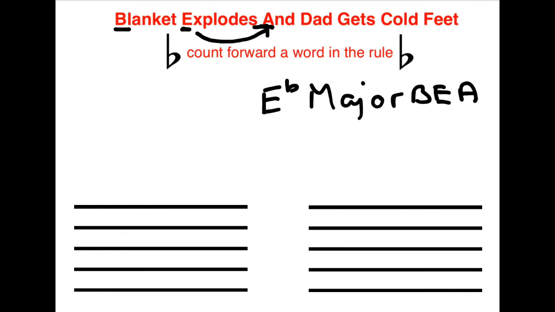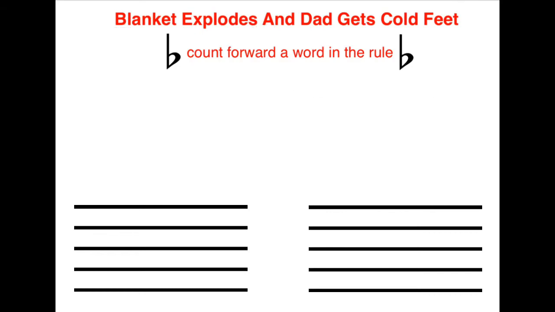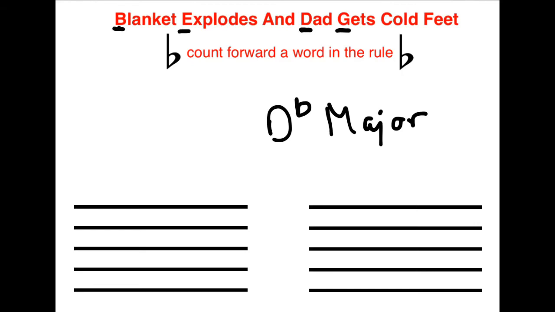Let's have a look at another one, just for a bit more practice. Say we're looking for the key signature of D flat major. Again, the same thing as before. Look for where D is in the rule and count forward a word. I get G. So D flat major has B flat, E flat, A flat, D flat, and G flat. B, E, A, D, and G.